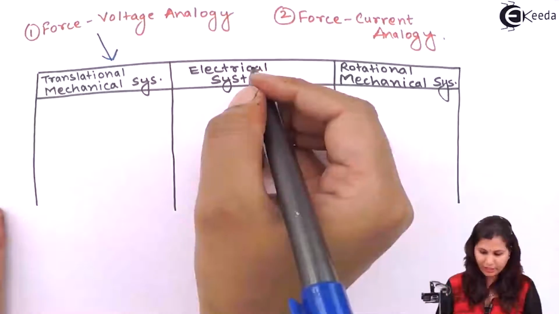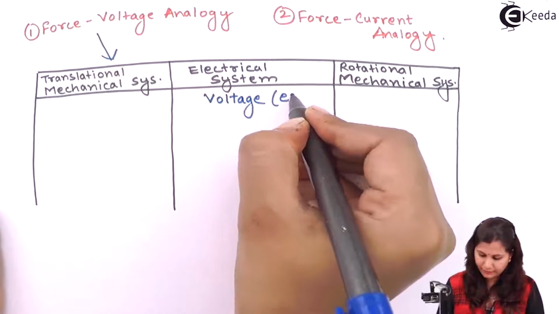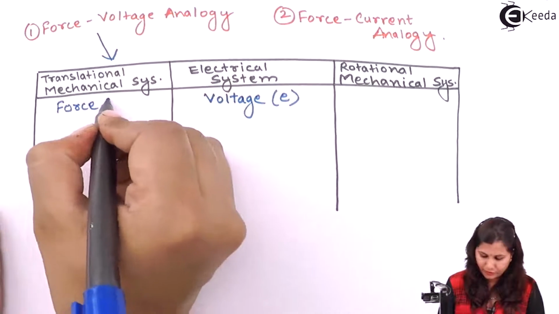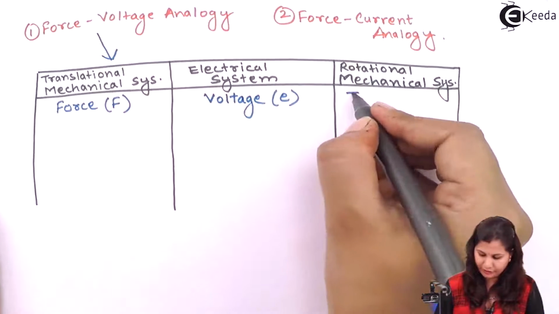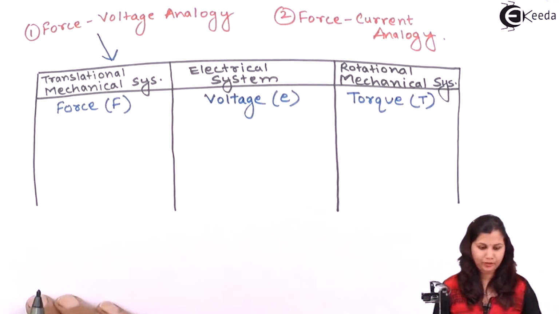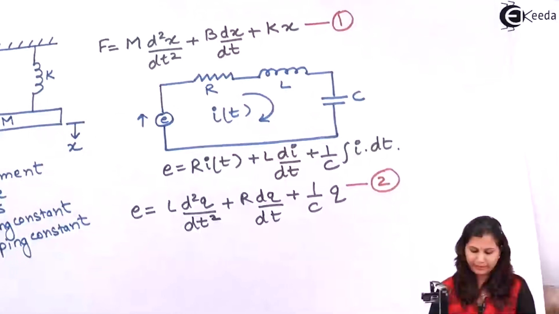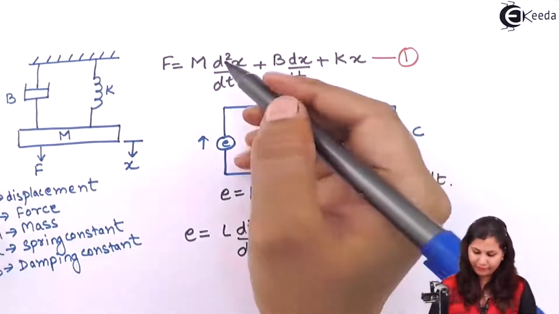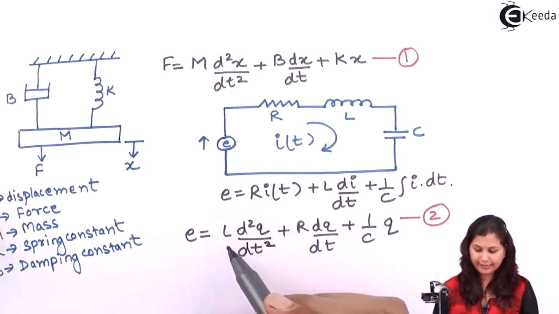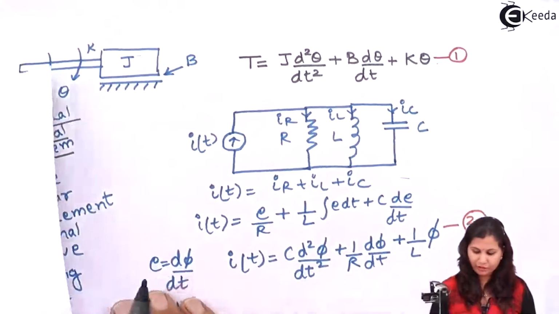So in the force voltage analogy, in the electrical system we have voltage E, and here we have the force, which is F, and in the rotational mechanical system we have torque, which is T. Now compare the second variable. For the mechanical translational system we have mass. This mass is equal to the inductance L, and for the rotational system it is equal to the moment of inertia J.